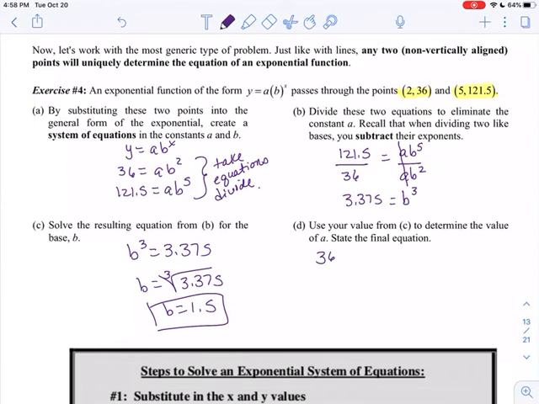Now, once you know what b is, you just go back to either equation. It doesn't matter which one, okay? And you need to find your a. So I'm going to go back and substitute and find a. I'm going to use the equation that does not have the decimal in it. So here I'm going to find a.